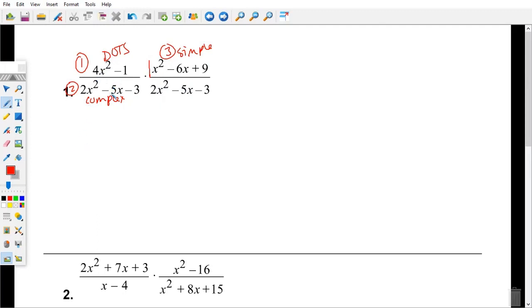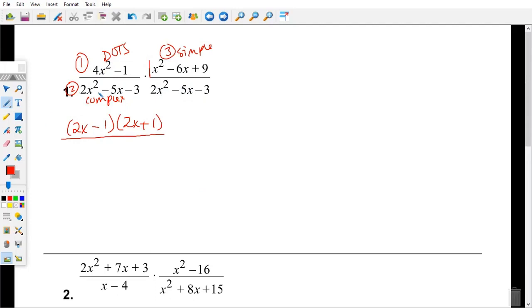Difference of two squares means I'm taking the square root of the first term and the square root of the second term. What is the square root of 4x squared? 2x. What is the square root of 1? 1. When you take the square root of something, you're going to have a positive and a negative. So we are done with that one.